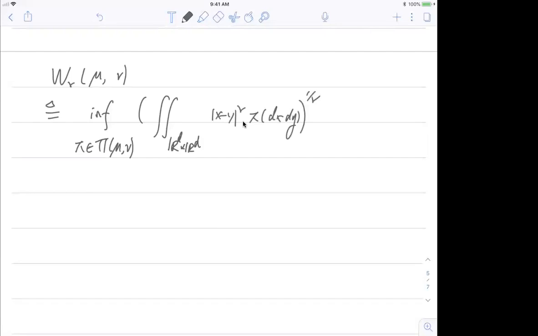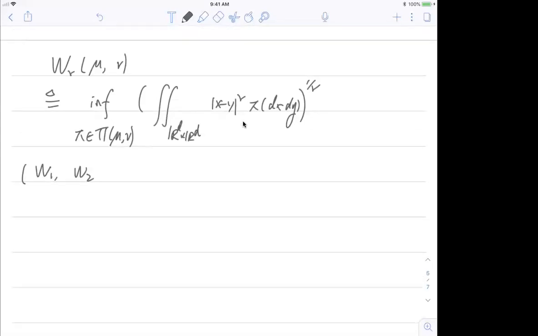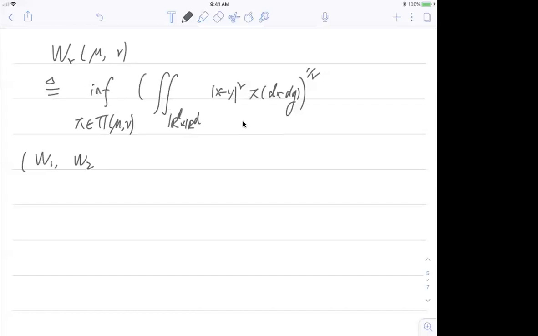The most commonly used ones are usually W_1 and W_2. W_1 has a very nice duality formulation, as you will see in a minute. W_2 usually has very nice geometric features. If you study stochastic dynamics, W_2 can be bounded by the L2 distance of two random variables, so the W_2 distance is also very commonly used. But here we will just use W_1.